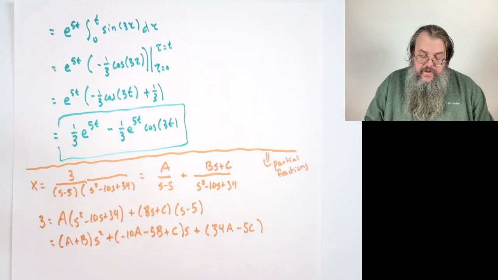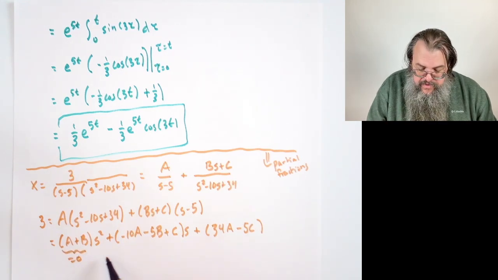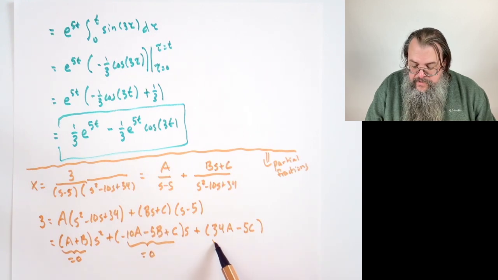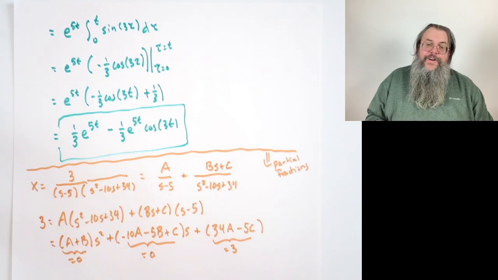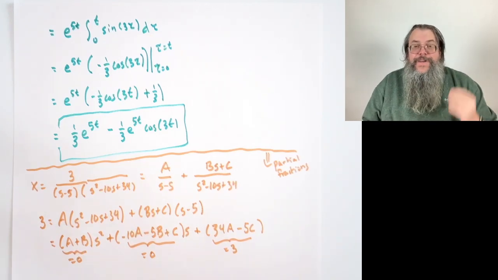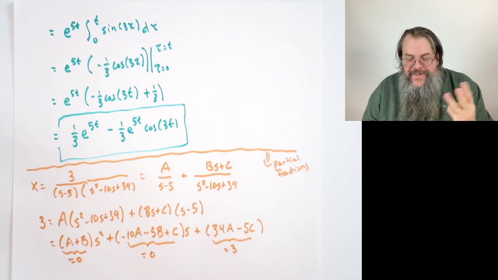All right. So comparing coefficients, a plus b needs to equal 0. Minus 10a minus 5b plus c needs to equal 0. And 34a minus 5c has to equal 3, right? Because there's a 3 over there. Okay, well, what do we have? We have 3 equations and 3 unknowns.